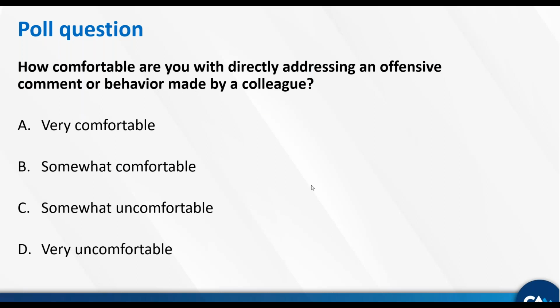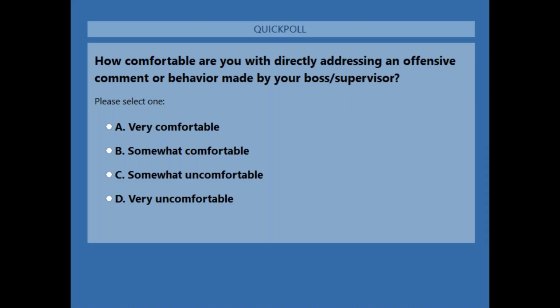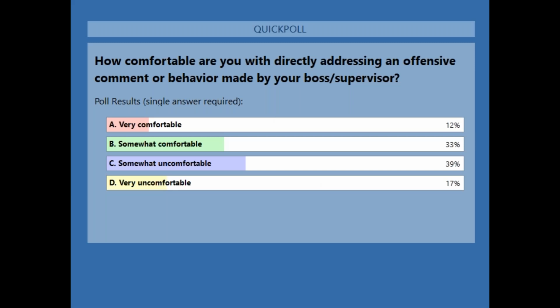Let's go to the next poll. I'm curious what this is going to be. Same question, but if it's a boss or supervisor. So let's see how people are feeling on this one. Interesting results. We've got about half of you have voted. Okay, all right, I'm going to close out that poll.